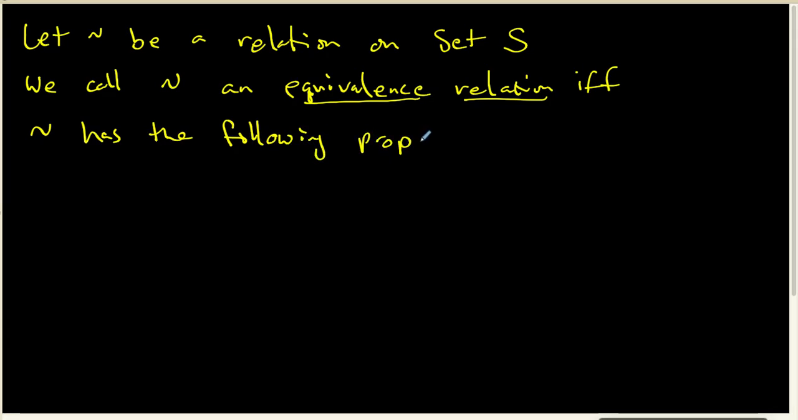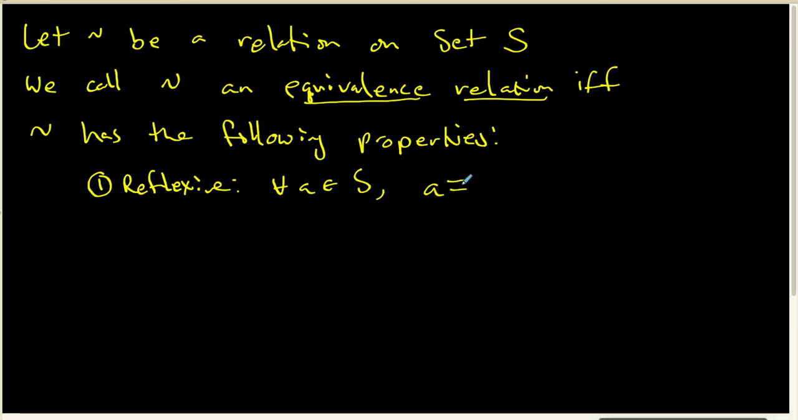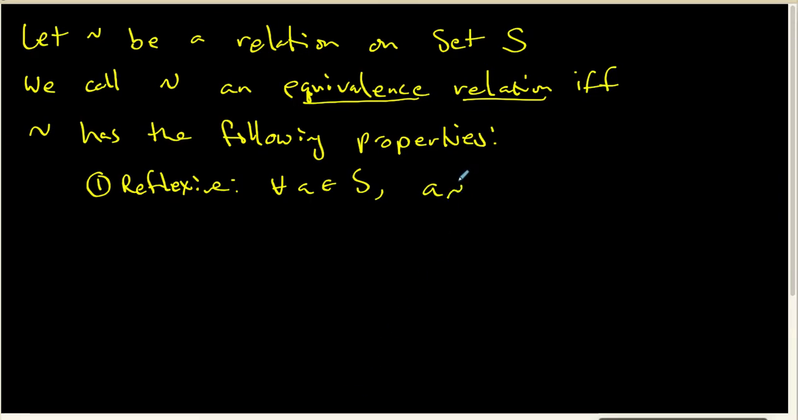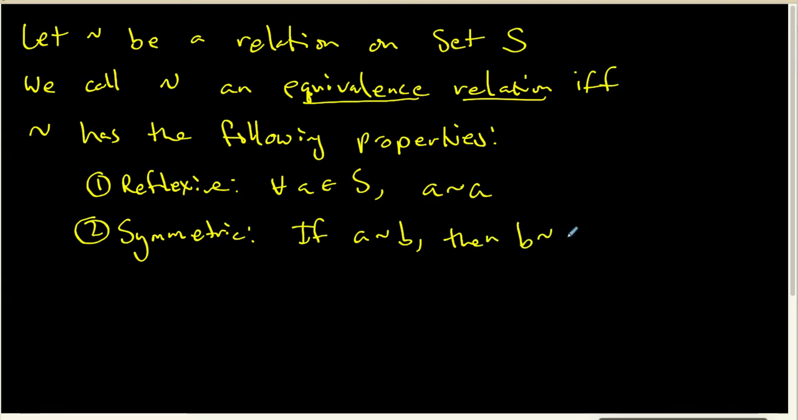And they are exactly the same as the properties that we know that equals has. In particular, we have a reflexive property. In other words, for every element A inside our set, A will be equivalent to itself. The second property that we're going to demand is a symmetric property. In other words, if A is related to B, then B must be related to A.